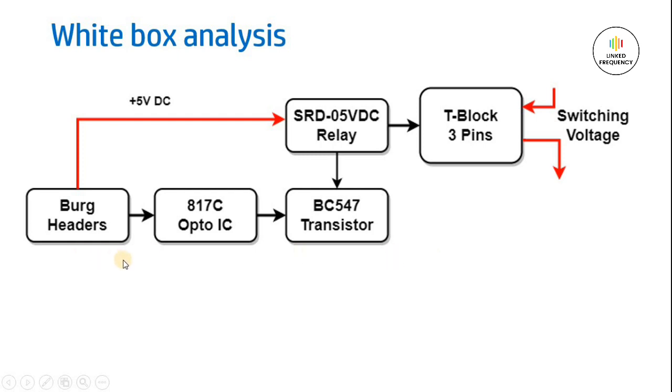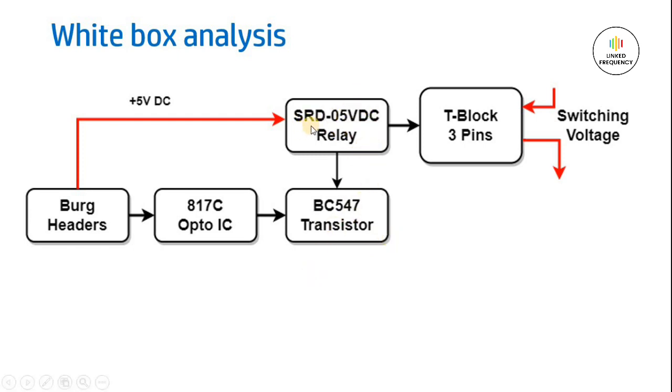Now, after doing a bit of morphological chart and with my experience, I came up with a Berg header for the input connector where we will connect power, which is 5 volt, and ground, along with a control signal for both relay channels. The 817 IC, or 817C, is the opto-coupler IC that we are using in this example. BC547 is an NPN transistor, not N-channel, because it's not a MOSFET, it is a BJT. This NPN transistor is used for switching the relay.